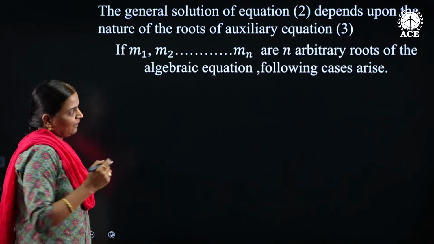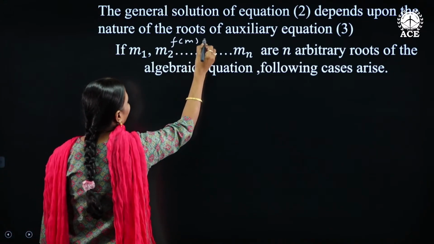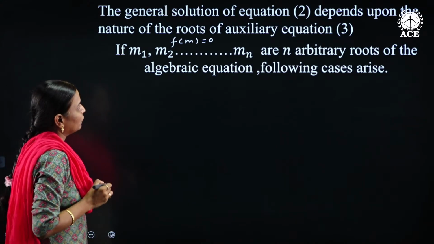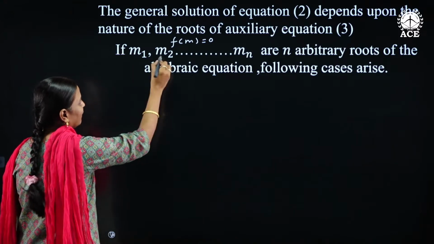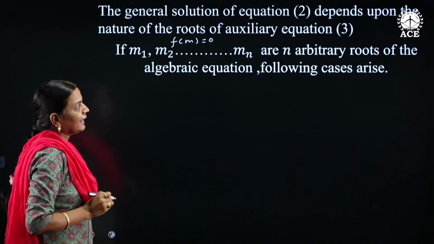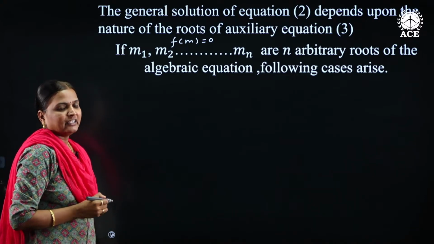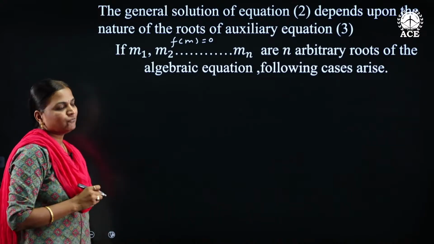So in that f of m equal to 0, here f of m is a polynomial equation of degree n. If we solve that polynomial equation, we get n roots. So what are the roots? Consider m1, m2, so on, mn are n arbitrary roots of the algebraic equation. And if the roots are so, the general solution depends on the following 4 cases.